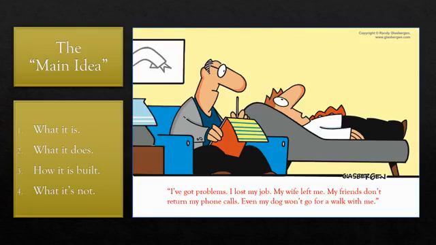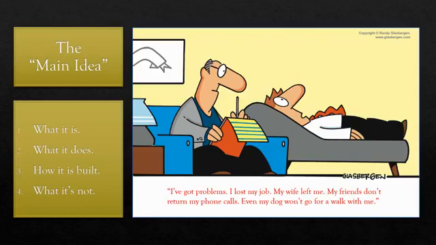And we can see this pretty clearly in the graphic here. The first sentence says, I've got problems. I lost my job. My wife left me. My friends don't return my phone calls. Even my dog won't go for a walk with me. And we can see here the first sentence says, I've got problems. And this is the main idea. The topic, though, is not the main idea. They're different. And we can see the other four sentences back up or support that first sentence. And so this is a well-constructed passage. We've got our main idea that's clear, and it's followed by clear support.